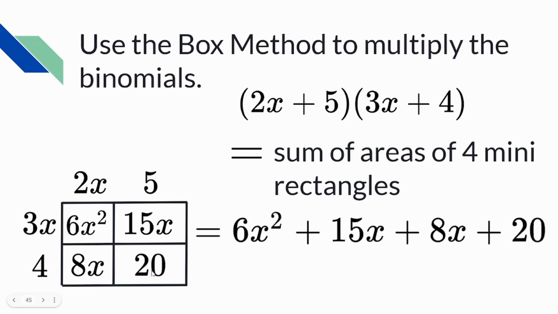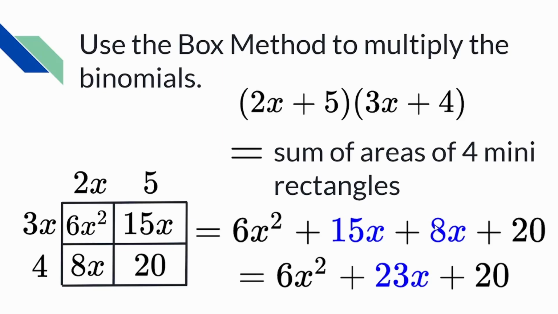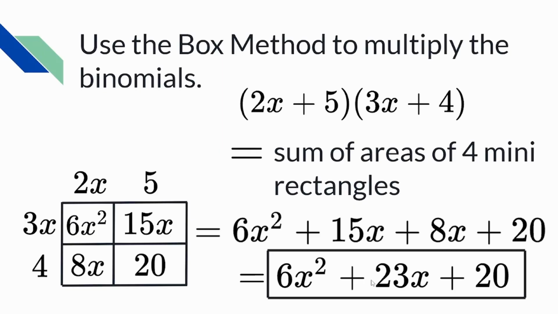All right, this should look familiar. We have some like terms in the middle here, right? 15x and 8x are like terms, so we can add those. And we get 6x squared plus 23x plus 20. And that's our solution. It matches the solution from when we used FOIL.